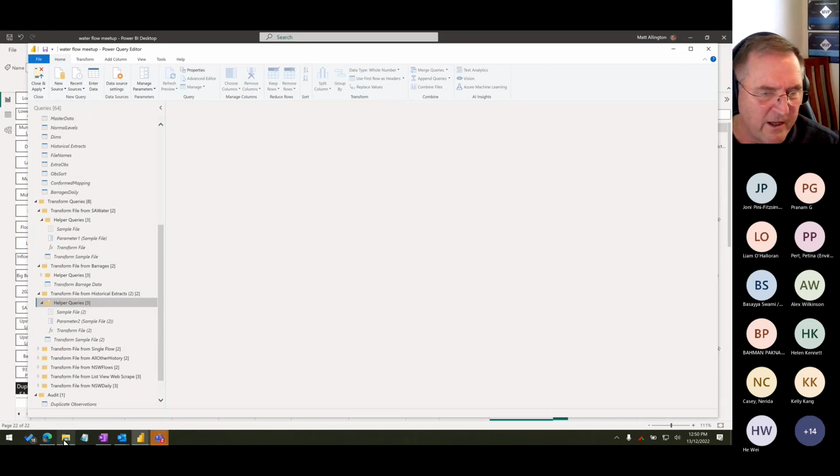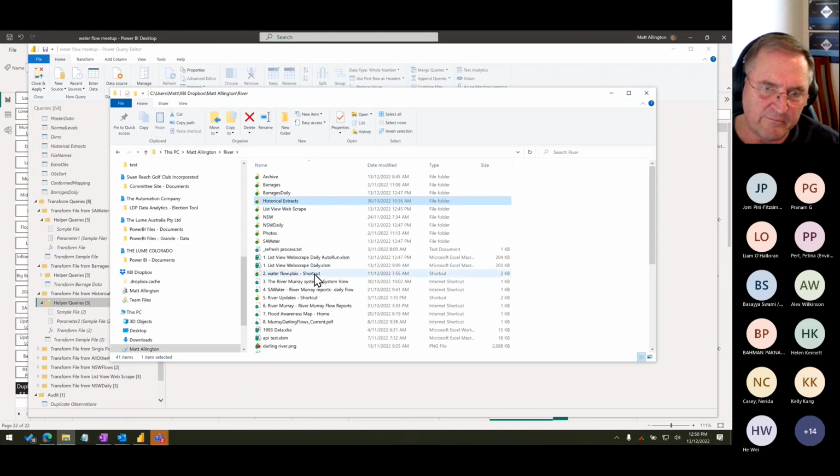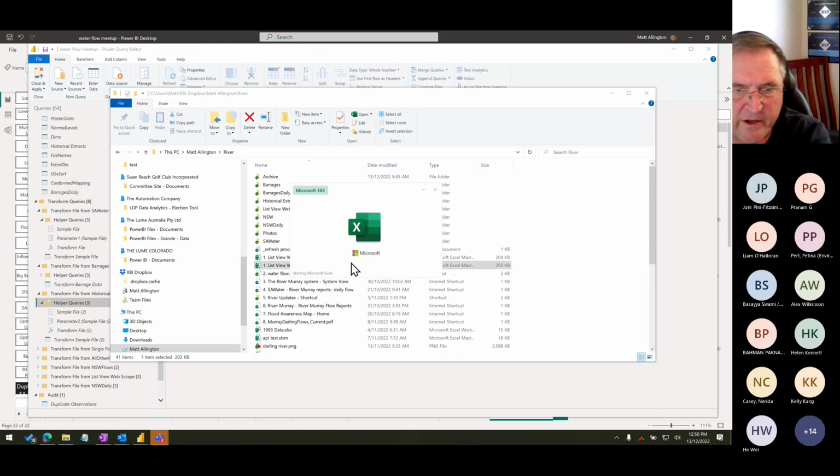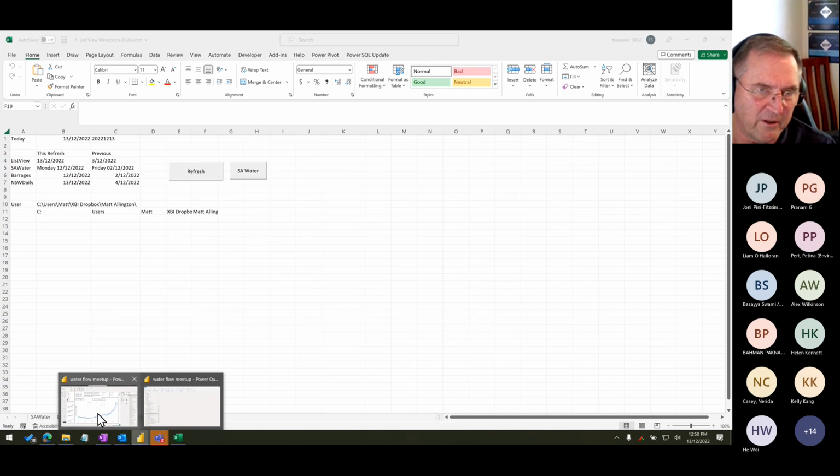There is another technique which I'm not going to go into a lot of depth, but it's just a trick that you can use. I'm going to show you this Excel spreadsheet. One of the features of Power BI is that it doesn't have any persistent storage. So if I was to connect my Power BI report, let me come back here.